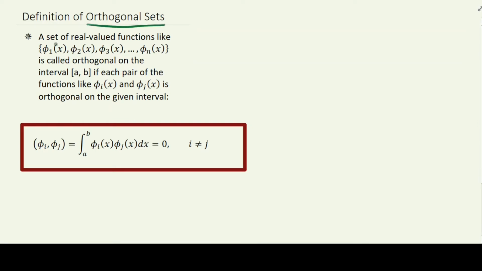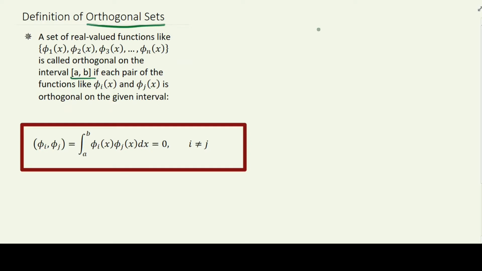So by definition, a set of real valued functions like phi1, phi2, phi3 all the way to phi n is called orthogonal on the interval a to b if each pair of the functions like phi i and phi j is orthogonal on the given interval a to b.